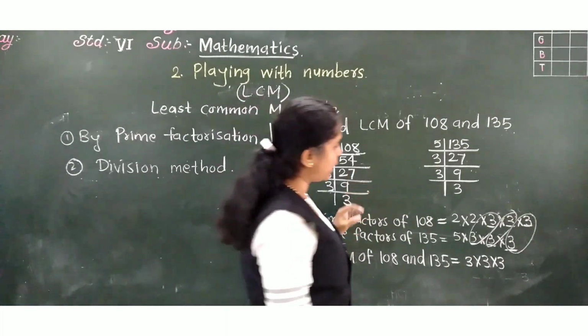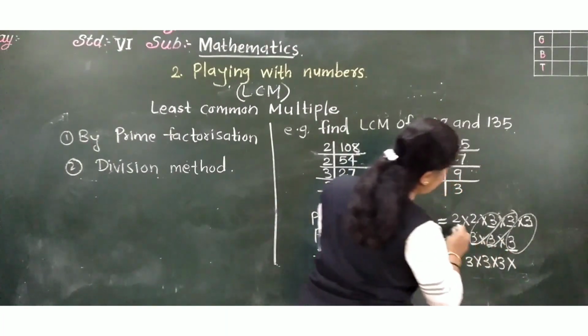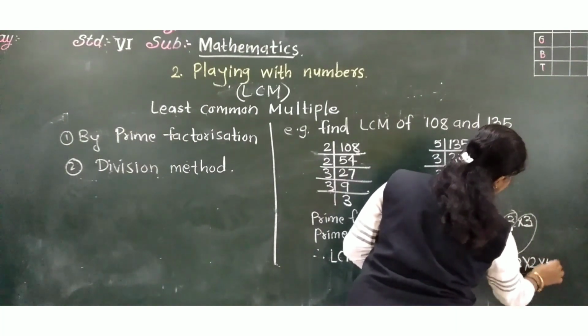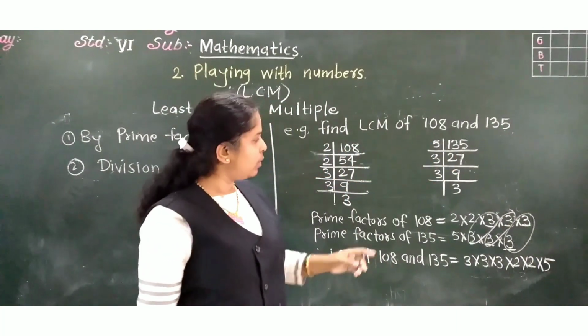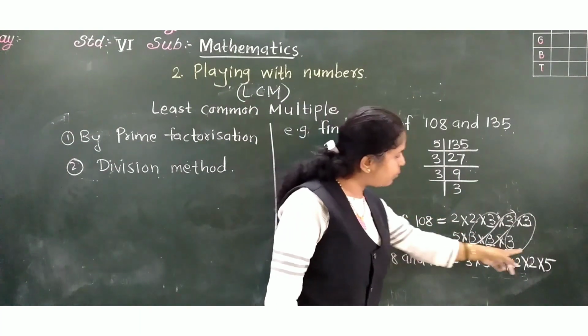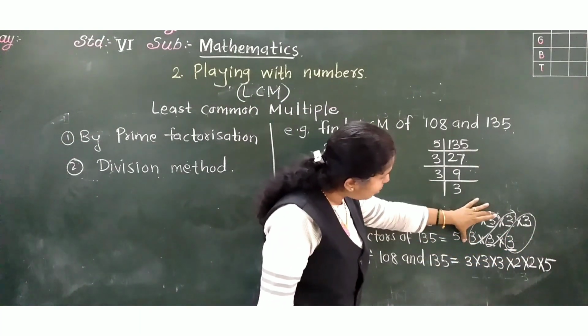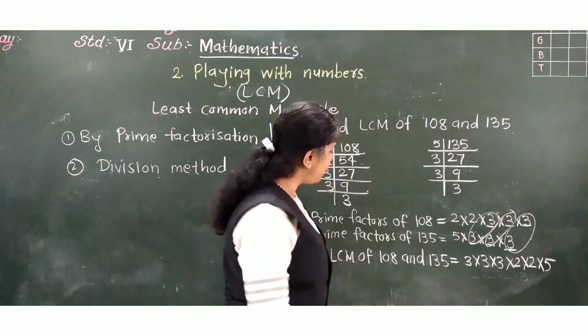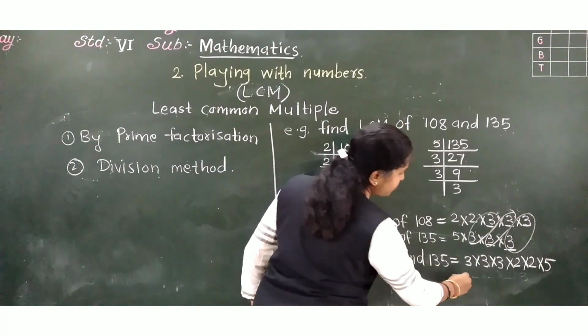The remaining factors also we have to take. Now, what is remaining here? See here, 2 into 5. Okay? These remaining numbers also we have to take, and common factors also we have to take, right? One time. Got it? Now do multiplication.